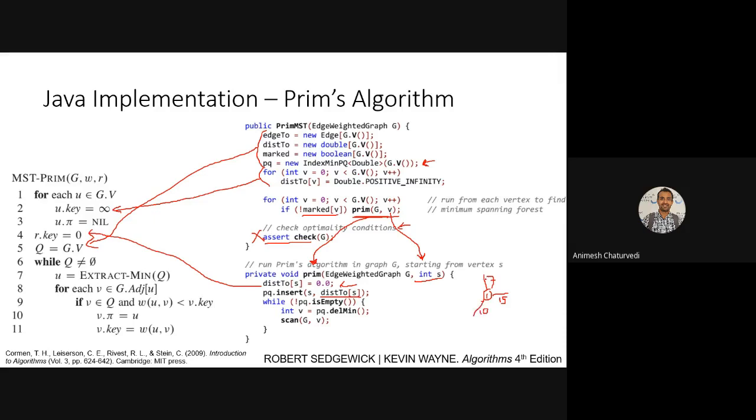So which one would be selected? The 7 would be selected. So this will give 7, edge as 7. The 7 would be returned, added and inserted. So the node over here will be connected, and this loop will run only till the PQ is not empty.